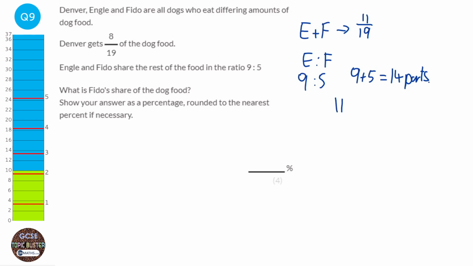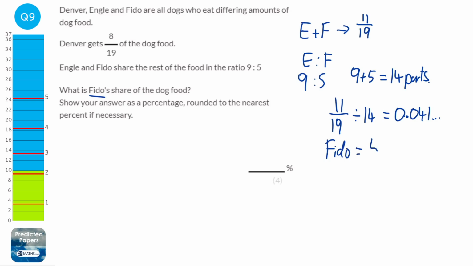So what I'm going to do is find out what fraction one of those parts is worth by dividing 11/19 by 14. So each part is worth, and I'm just going to keep this in my calculator, 0.041 and so on. And we're asked to find Fido's share. Well, Fido has 5 parts, each of them worth 0.041 and so on. I've kept it in my calculator to keep the accuracy.